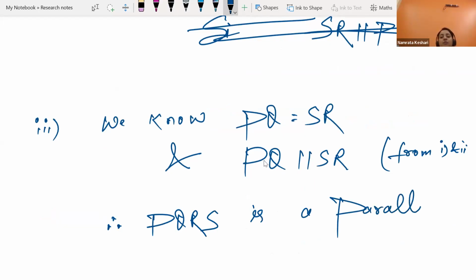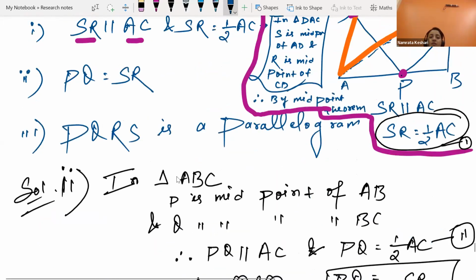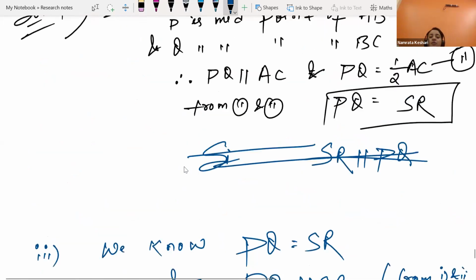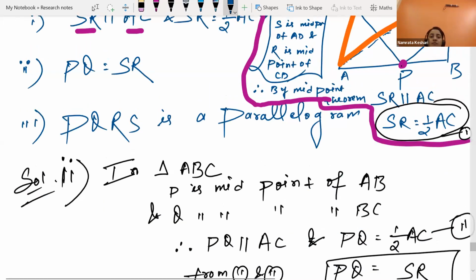See how useful the midpoint theorem is. Is it clear to all of you? Yes, ma'am, it's clear to me. Tejas, to you it's clear? Rest of the students, is it clear? Yes, ma'am. Clear.